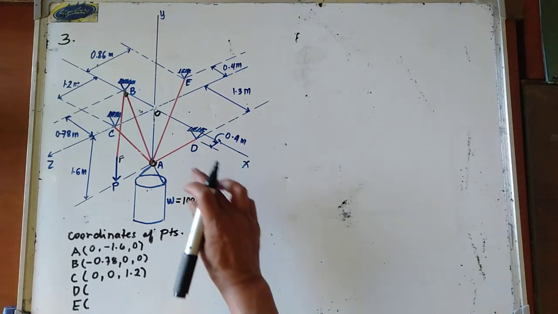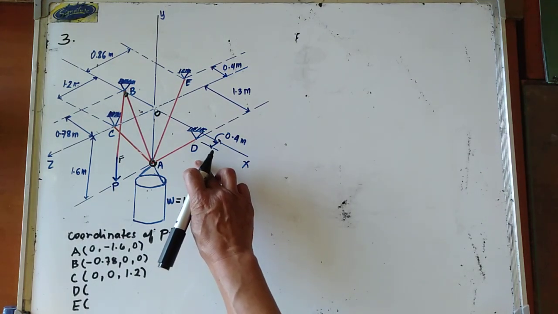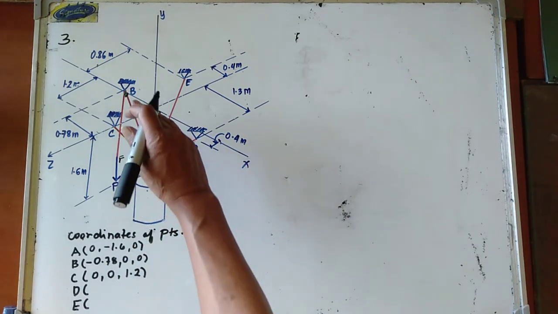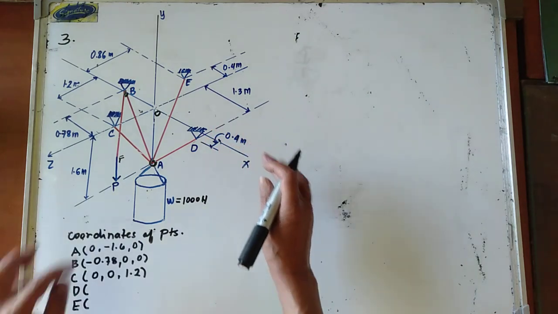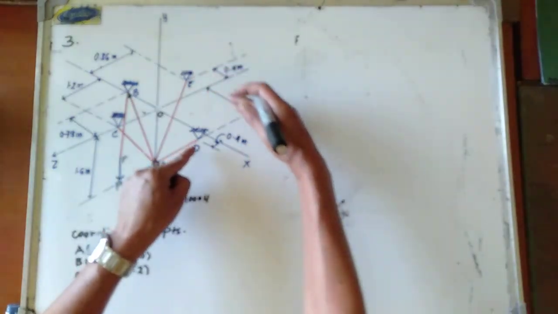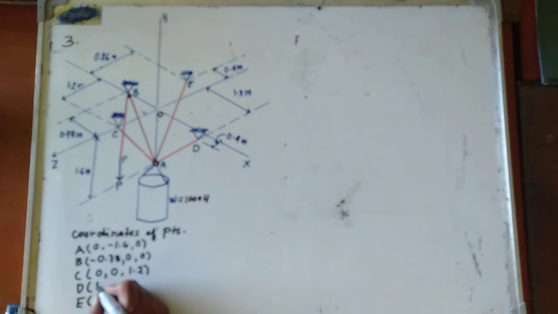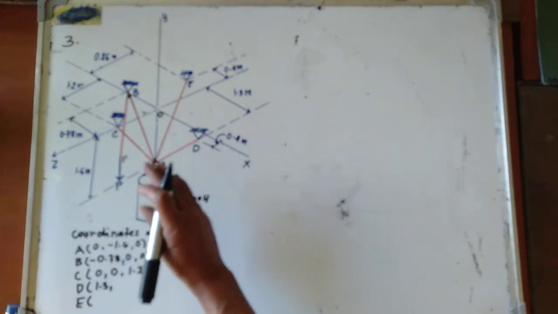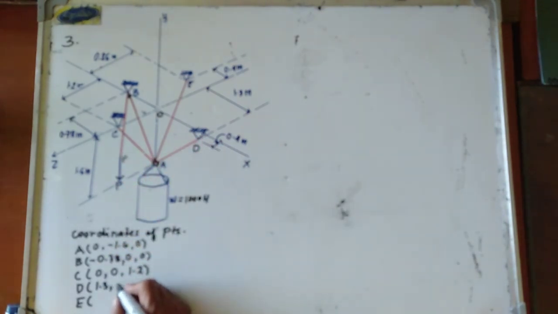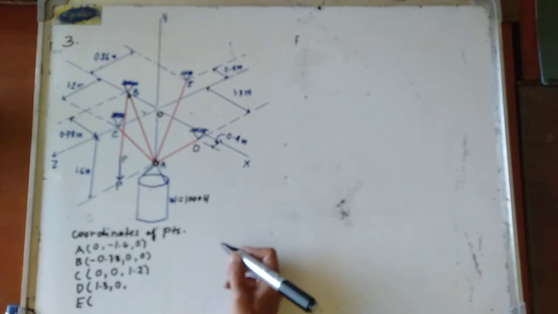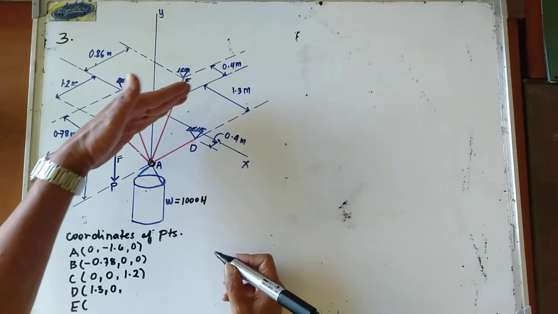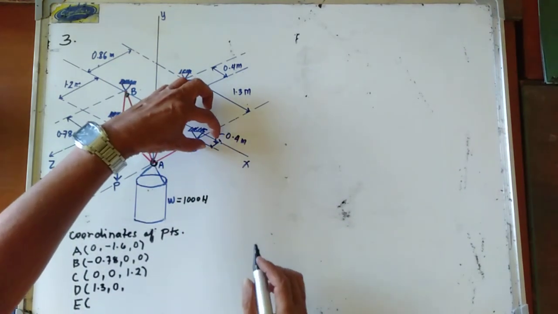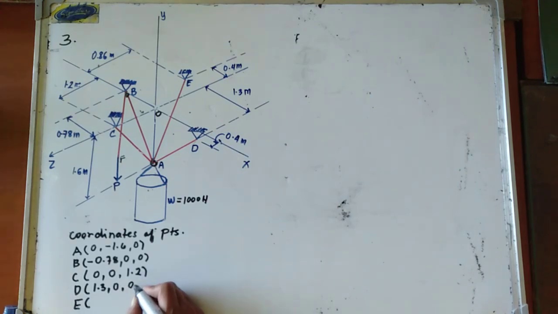Coordinates of point D. In the x-axis, point D is 1.3, so it is positive 1.3. In the y-axis, it is equal to 0. And in the z-axis, which is going in that direction, it is equal to positive 0.4.